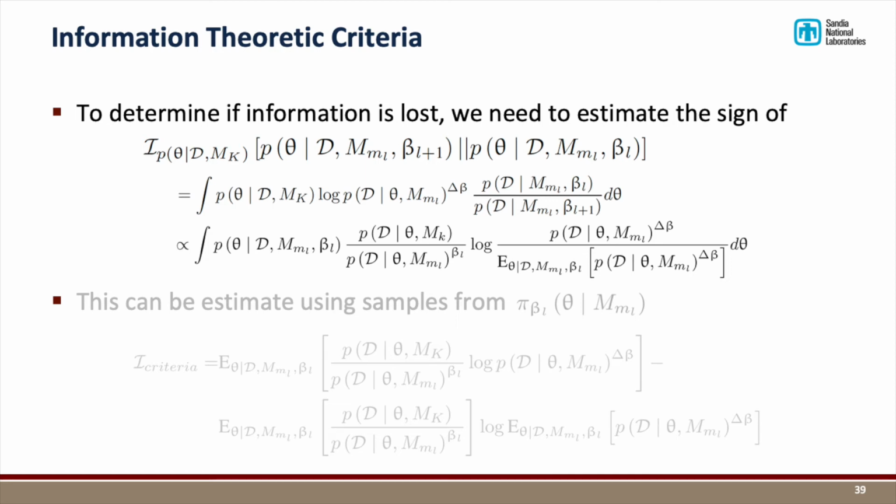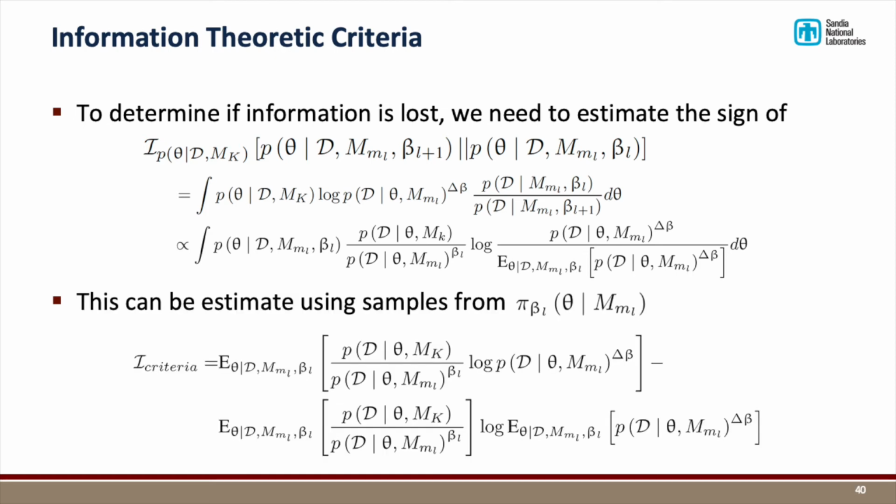However, because we're only interested in the sign, since the model evidences are always positive, that doesn't affect the sign of the information. So then we can construct our information criteria where we have to compute 3 different expectations. Computing these expectations does require a set of full model evaluations at the samples from the current level, but not nearly as many full model evaluations as if we had used the full model for the MCMC steps.